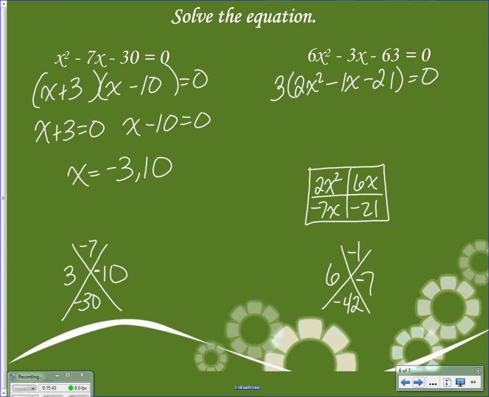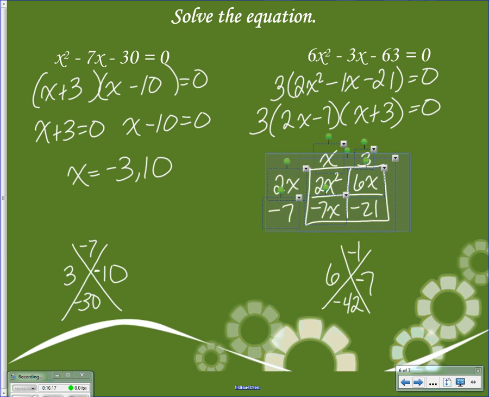And now we're going to factor our columns and our rows. So 2x squared and 6x, I can take a 2x out of that. And negative 7x and negative 21, I can factor out a negative 7. Now I'm going to do my columns. So 2x squared and negative 7x would be x. And 6x and negative 21 is going to be 3. Okay, so my factored form is going to be 3 times 2x minus 7 and x plus 3 equals 0.